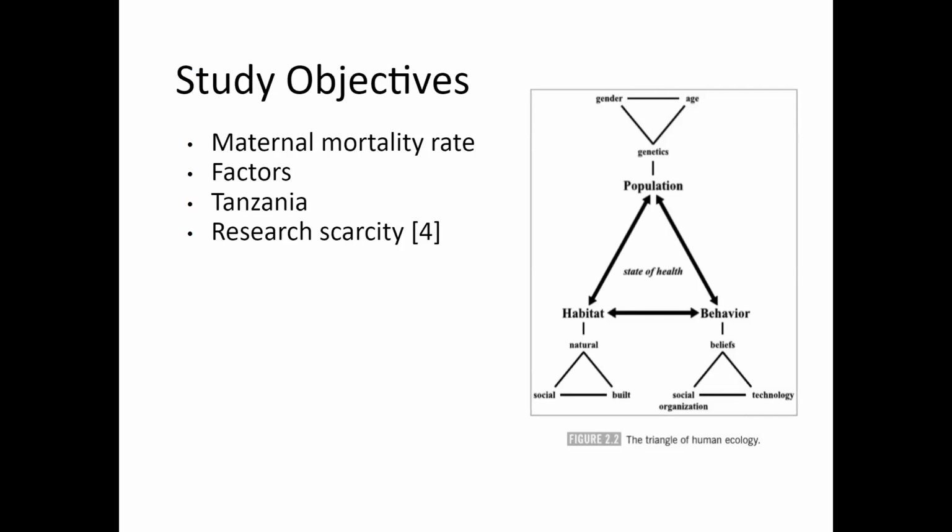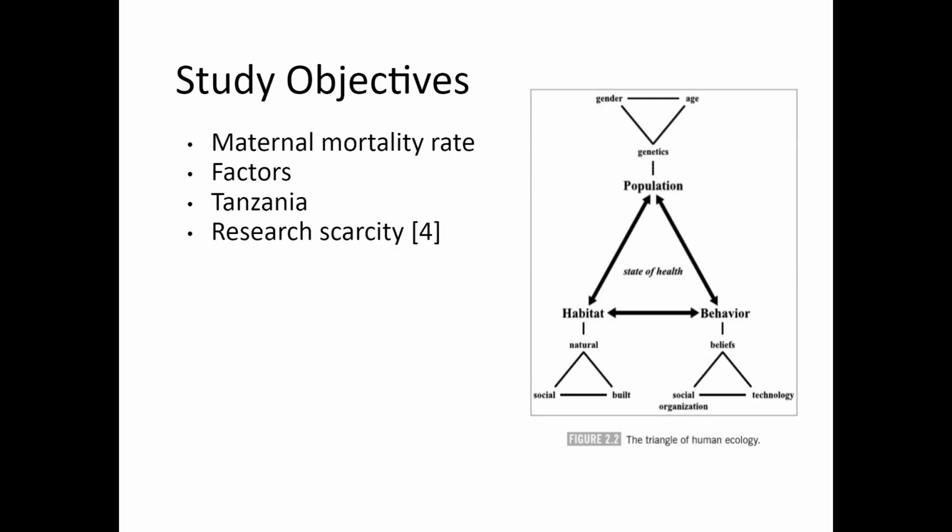Next we're going to look at the study objectives. There is very little data on maternal mortality, and there's a research scarcity. This study aims to use Tanzania's information system to provide unique data about maternal death and help reduce the MMR in Tanzania by providing solutions and information about it. Some of the factors examined in this study include age, socioeconomic status, and education. We'll look into more of them later.